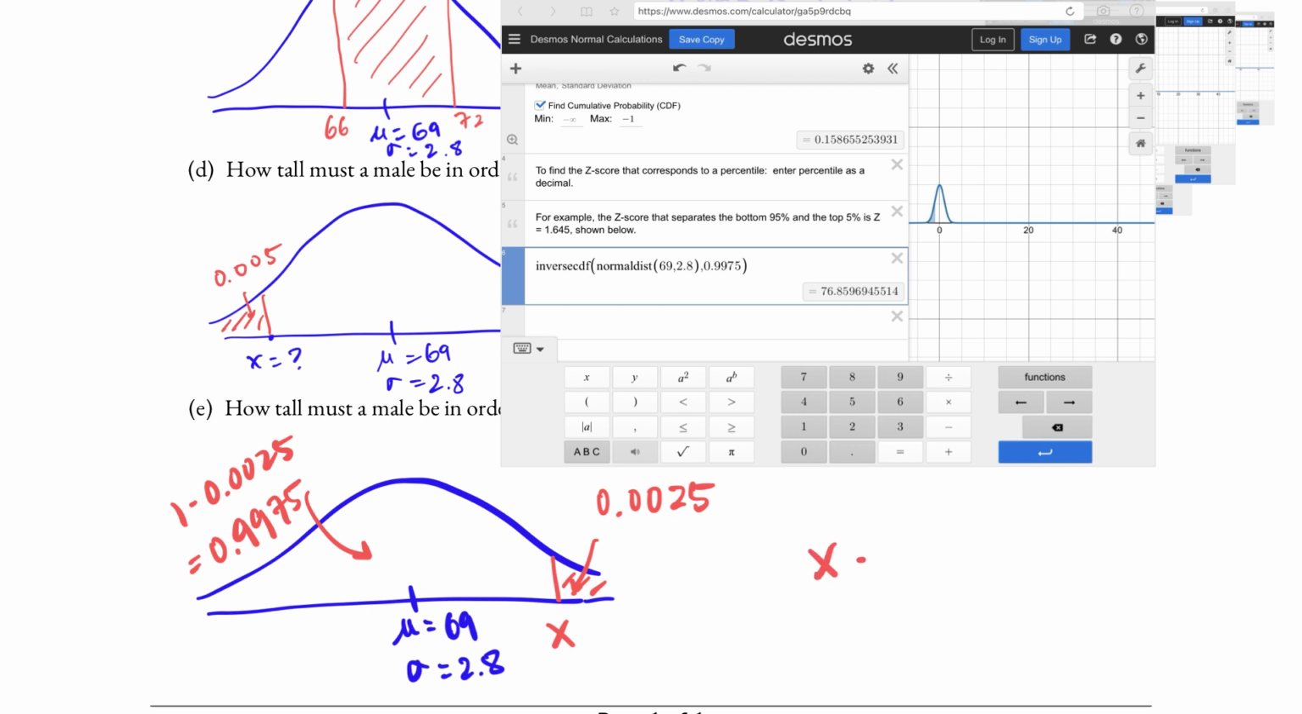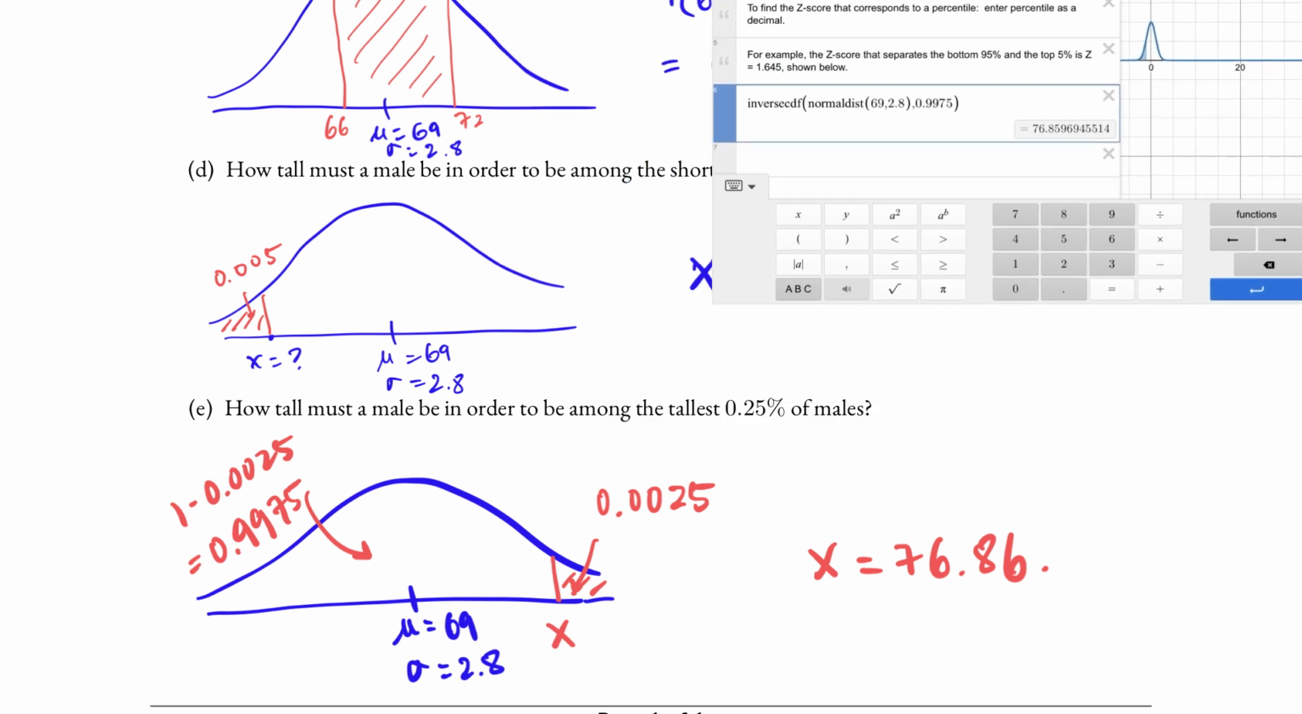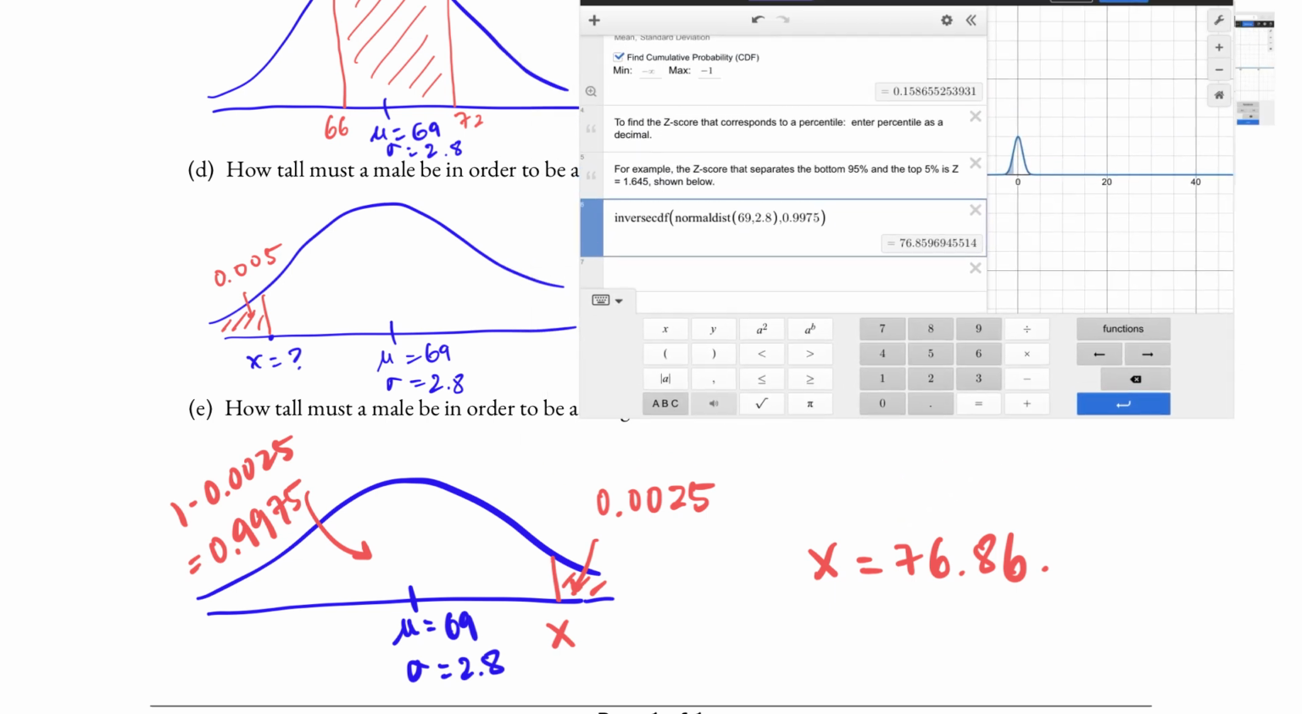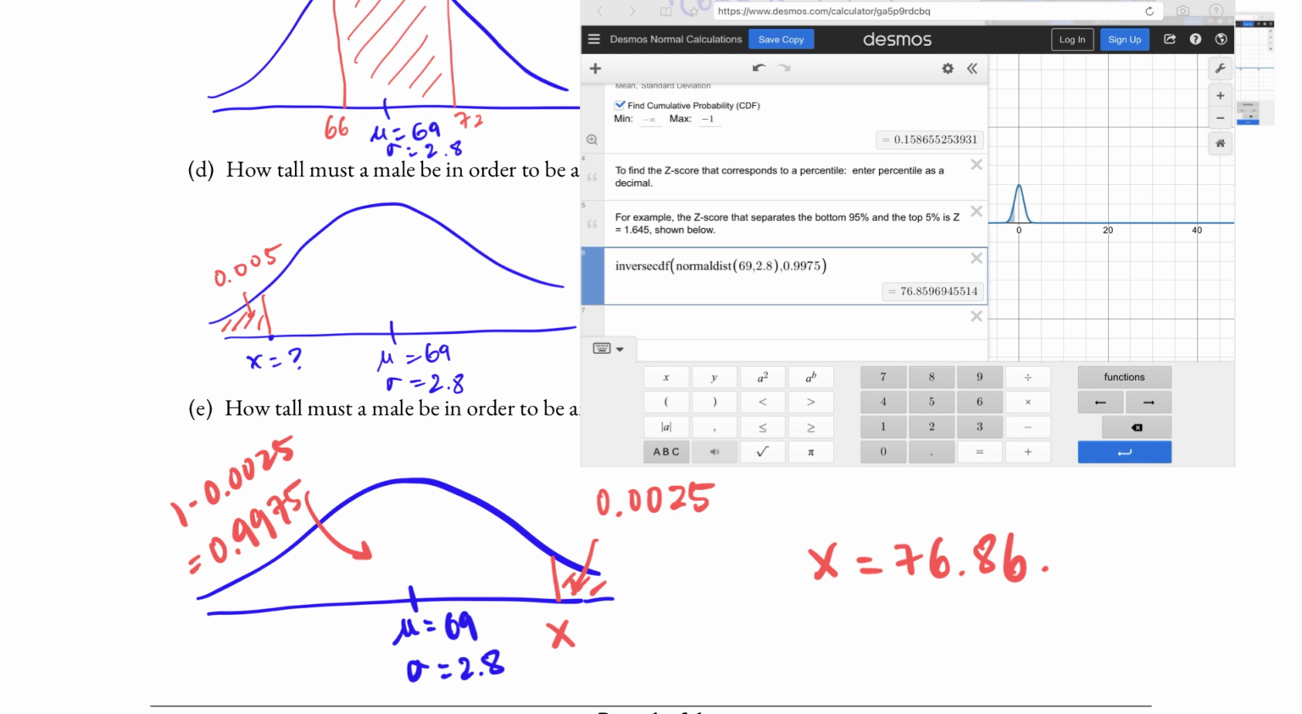And so the answer is 76.86 rounded to 2 decimal places. How tall must a male be in order to be among the tallest 0.25%? 76.86 inches.